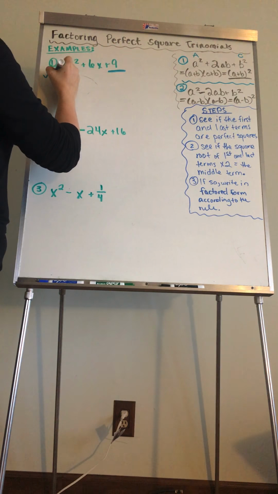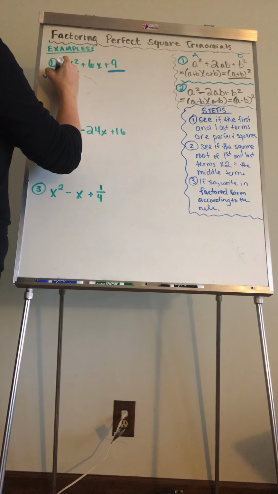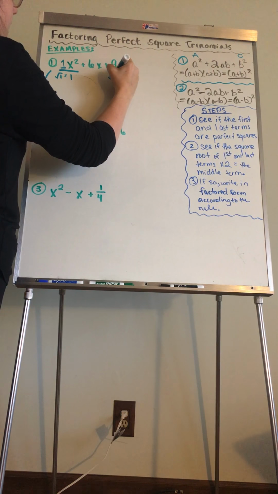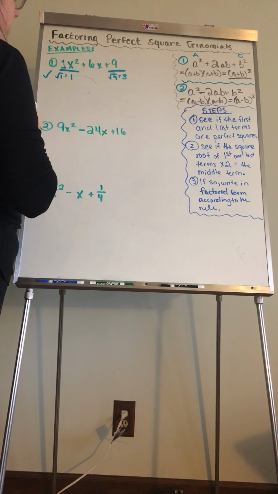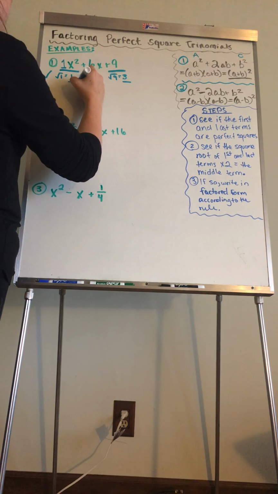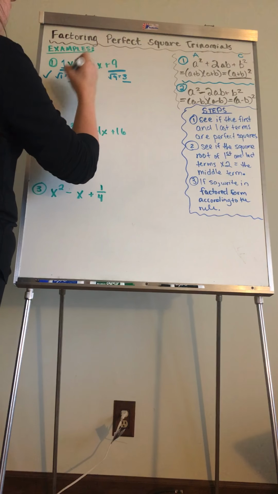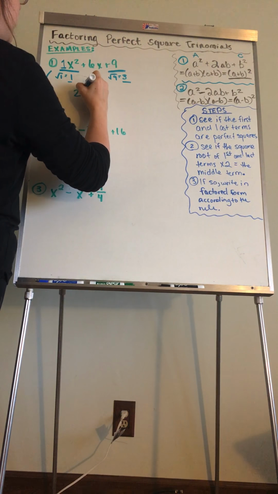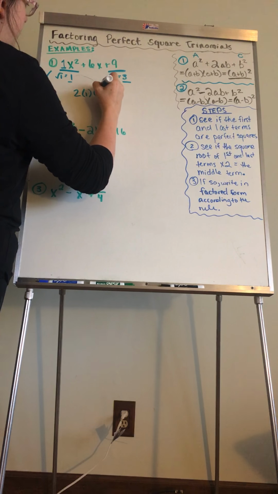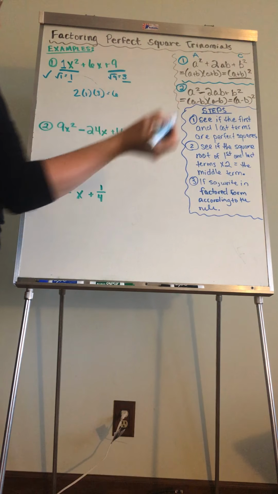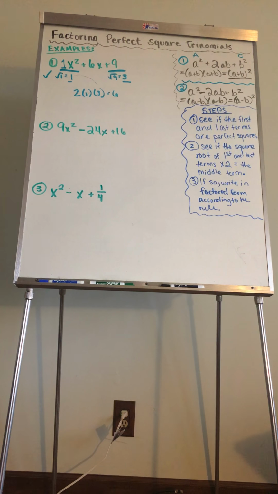Now, I see what the square root of 1 is. The square root of 1 is 1, okay? The square root of 9 is 3, okay? So now I see, does the middle term, does 6 equal 3 times 1 times 2, or 2ab? So 2 times 1 times 3. Does 6 equal that? It equals 6. 6 equals 6. Yes. So because of that, this is a perfect square trinomial, okay?